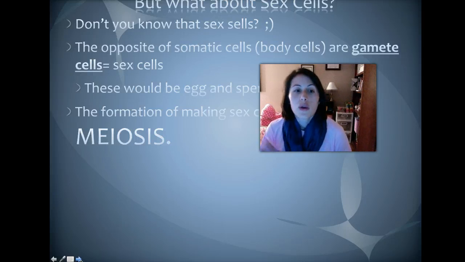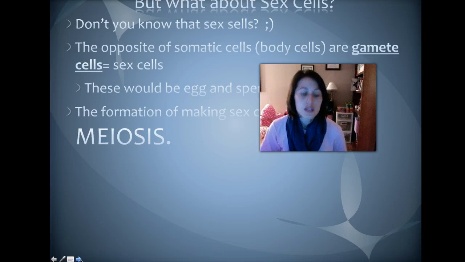But really, when we're talking about how sex cells divide, when we're talking about egg cells and sperm cells, it's a slightly different process. The opposite of somatic cells, which we know now are body cells, are called gamete cells, and those are our sex cells. That would be the egg cell and the sperm cell. The formation of making these cells is called meiosis.